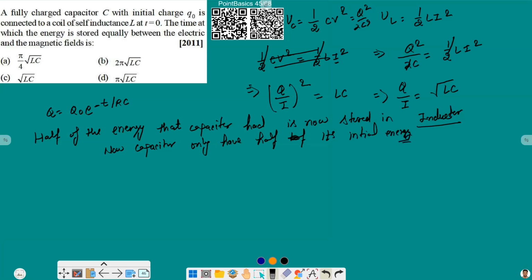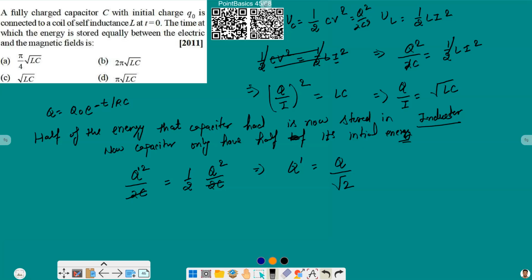So the initial energy of the capacitor was Q square by 2C, and let's say the final energy is Q dash square by 2C. Q dash is the charge at that time, and the energy is half of the original energy. Original energy is Q square by 2C. Capacitance stays the same, so 2C gets cancelled, or we can say Q dash is equal to Q by root 2.